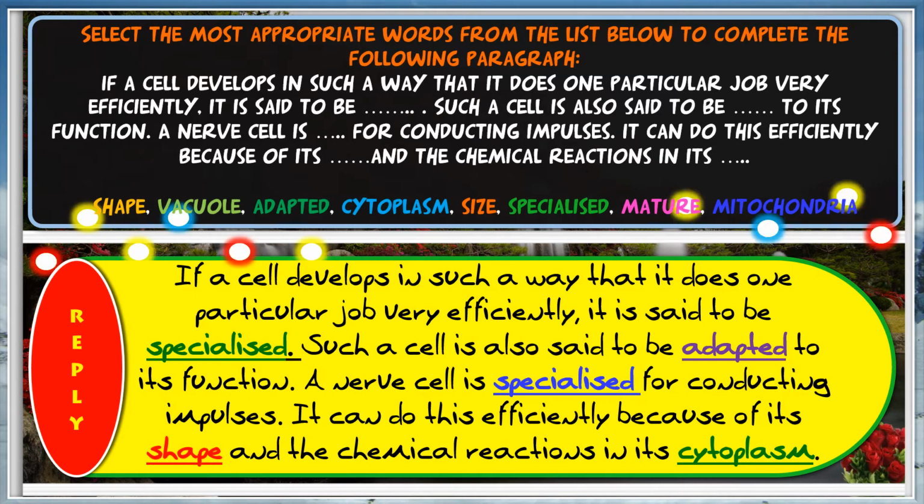If a cell develops in such a way that it does one particular job very efficiently, it is said to be specialized. Such a cell is also said to be adapted to its function. A nerve cell is specialized for conducting impulses. It can do this efficiently because of its shape and the chemical reaction in its cytoplasm.